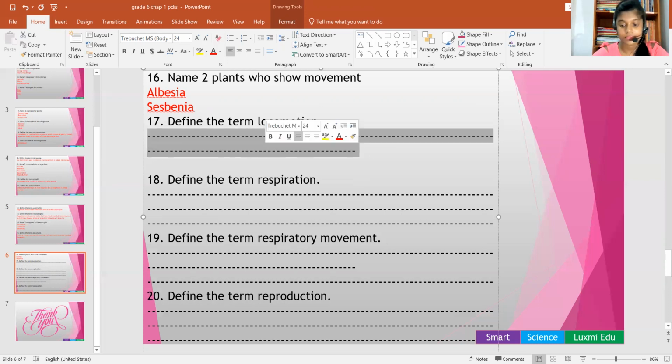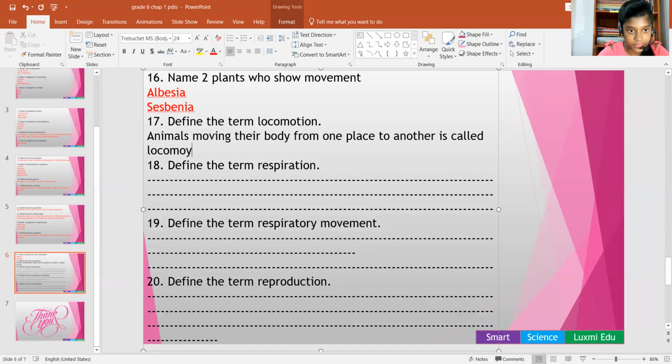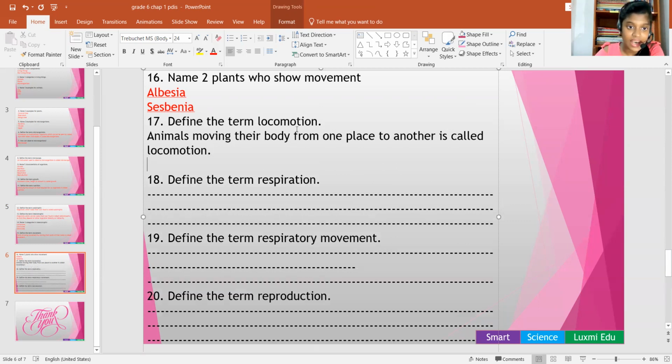Okay, so let's write. Animals moving their body from one place to another is called locomotion. Okay, animals moving their body from one place to another is called locomotion. Okay, yes, it's very clear for us the meaning of locomotion.